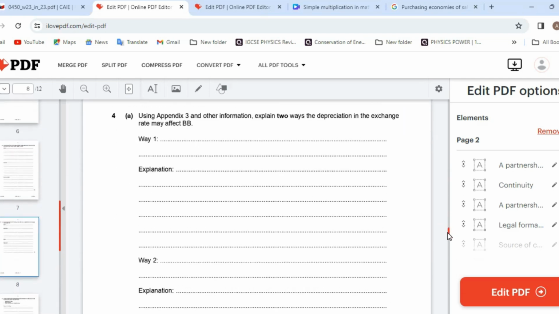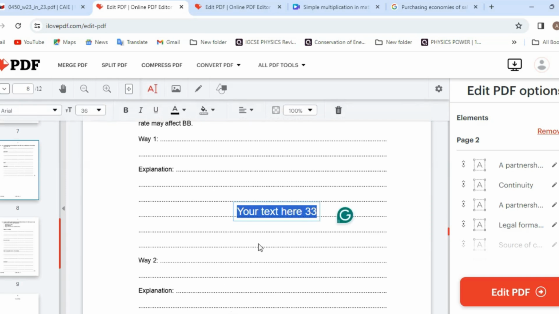Question number 4A says, using appendix 3 and other information, explain 2 ways the depreciation in the exchange rate may affect BB. Of course, the first one that should come to your mind is the high cost of their imported raw materials. When there is depreciation in the exchange rate, it will result in import prices increasing, which can include the timber that they will use. The first way is what?